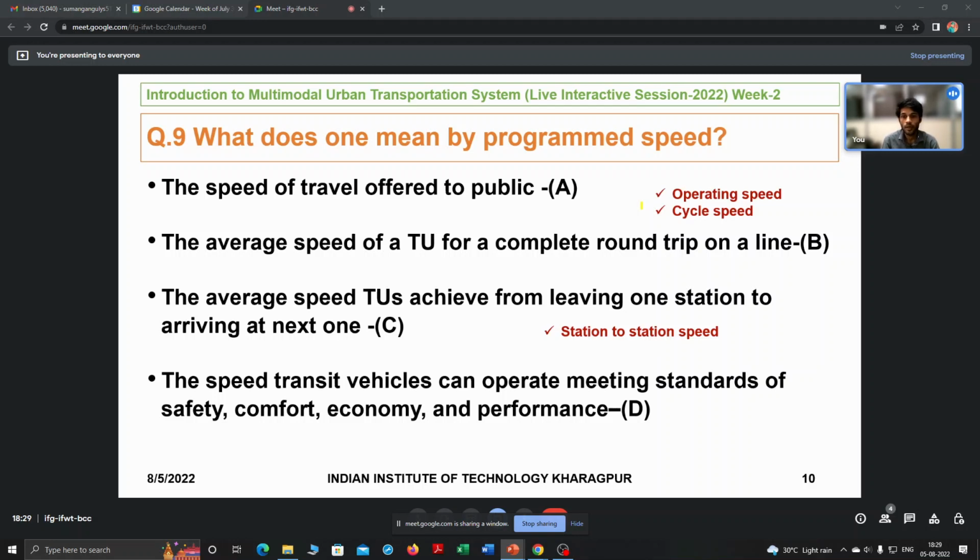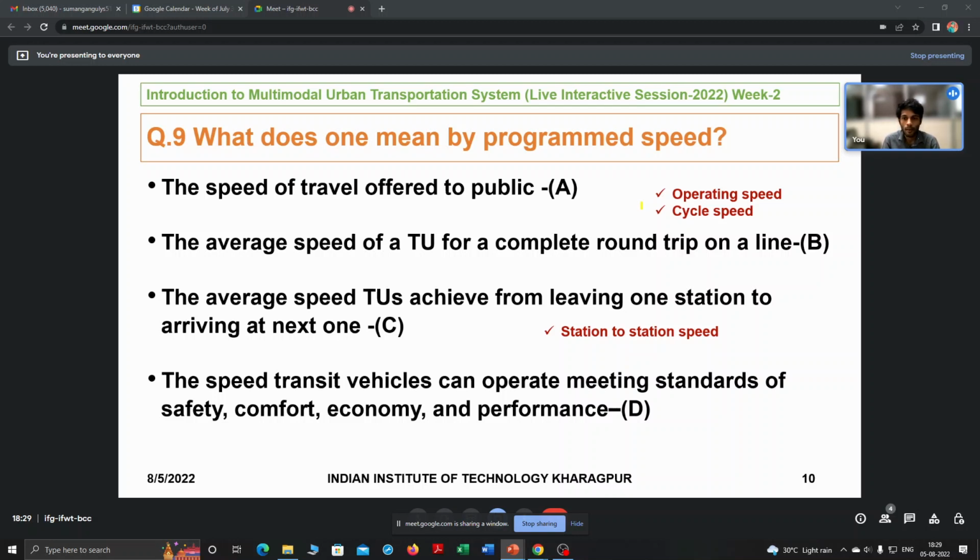Then what is the average speed of a transit unit for a complete round trip on a line? It is going from A to B and then coming from B to A. It also considers the waiting time at the terminals, right? That's called the complete round trip, because it starts, then it will wait, then it will again leave the service, right? So it is a kind of cycle speed. Then what is the third one?